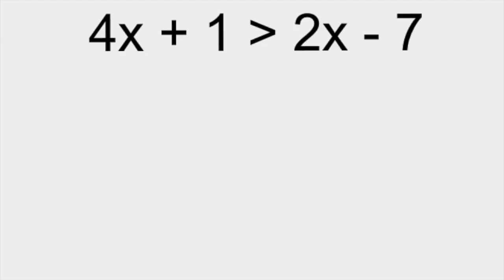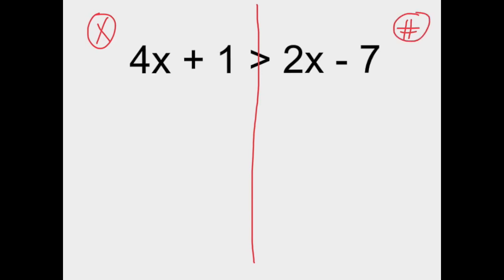Class, we looked at how to solve basic inequalities. And we talked about how similar it is to solving an equation. So if I had this problem, 4x plus 1 is greater than 2x minus 7, it is exactly like if it had an equals sign. So I draw my line down the middle of the inequality, the greater than sign, and now I'm ready to solve. Just like if it's an equation, I pick an x side, I pick a number side.